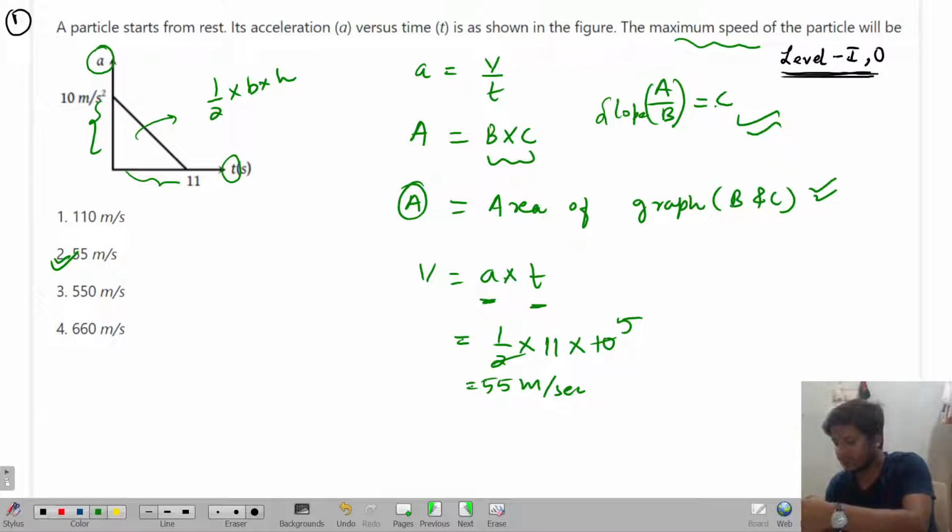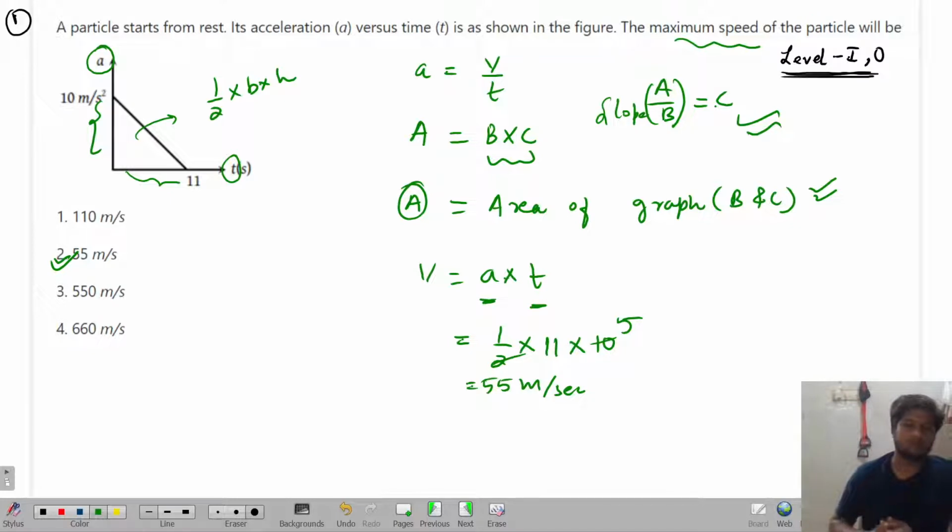Now there is one more important point: how to solve this if you are not aware of how to approach it. Try to see this graph also. Acceleration is at a maximum value of 10 meter per second square. As the time increases, acceleration is decreasing with respect to time. Yes or no? So even acceleration is varying, and at that time you can't apply normal formulas like v is equal to u plus at, s is equal to ut plus half at square.